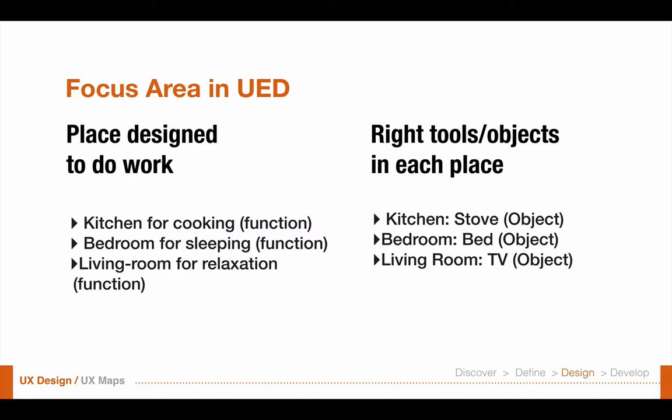However, aside from that, we also have tools or objects in each specific place. For example, in the kitchen, we may have a stove and a sink.